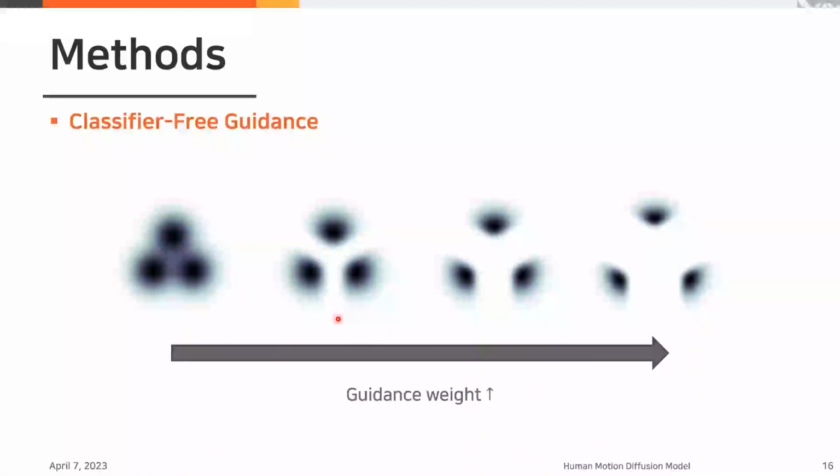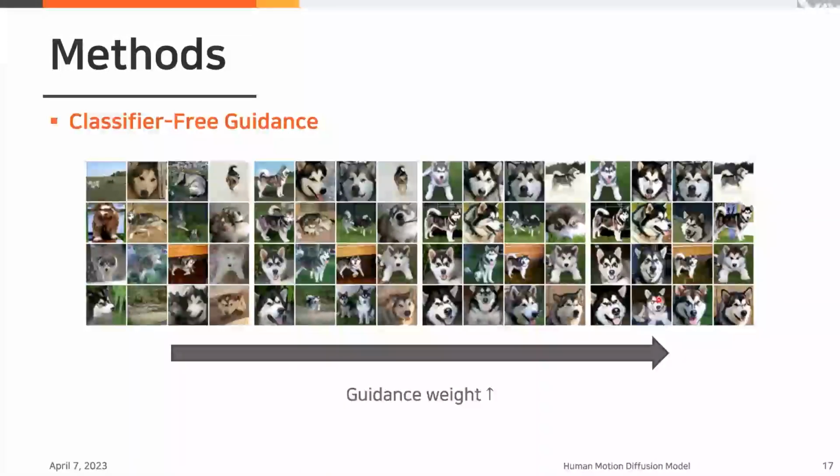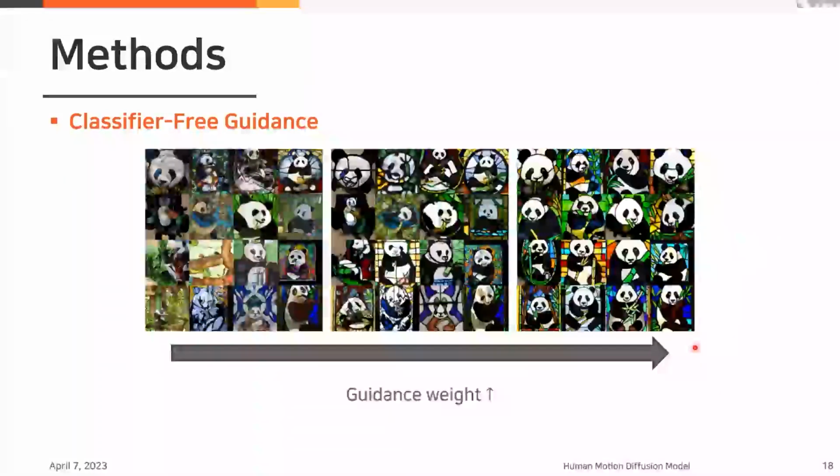And another type of training strategy that this motion diffusion model uses is classifier-free guidance. I'm not going to deeply explain it, but anyway, it's a type of conditional generation. And this figure shows that stronger guidance weight can generate less diverse but much more plausible results. So you can think of these as 3 classes here, and as the guidance weight gets stronger, the generated outputs are less diverse but much more plausible. And here are other examples. As the guidance weight gets larger, more plausible husky dogs are generated, but diversity is a bit less. And here are other examples.